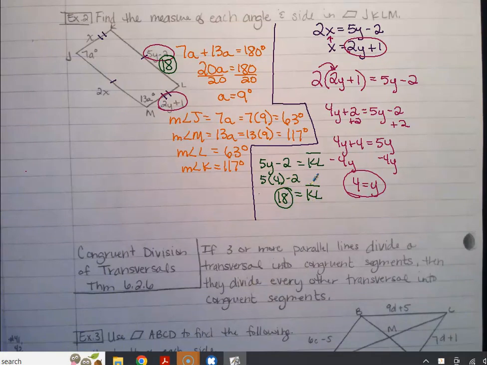All right, Justice, find JK for me. Okay, sure. Wait, that's X. It is an X. So JK is actually equal to ML. Okay, and then we can do ML is equal to 2y plus 1. Right? Okay. So that equals 2 times 4 plus 1. So ML is equal to what, Justice? 9.